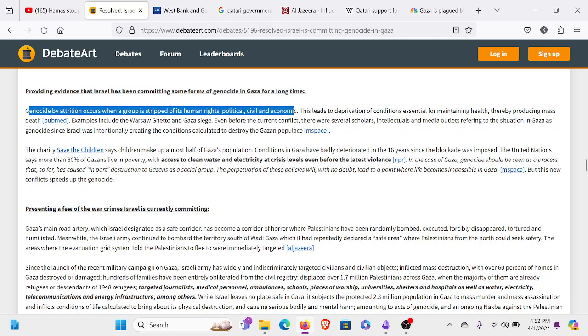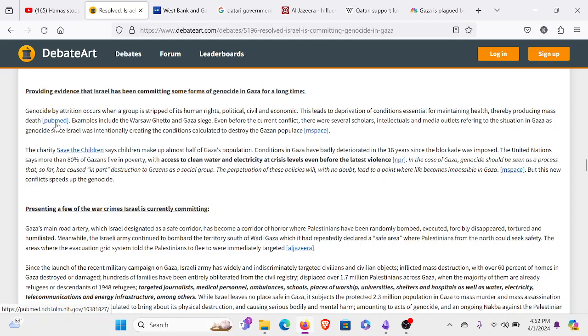And what he's pointing out here is similar to just cultural genocide. He's arguing for cultural genocide here. It's not really necessarily true, but imagine if it is true. You don't need that to prove your point. Genocide by attrition, and then he points to a PubMed article. Who knows who read that? That's PubMed? Isn't that for medical studies and stuff like that?